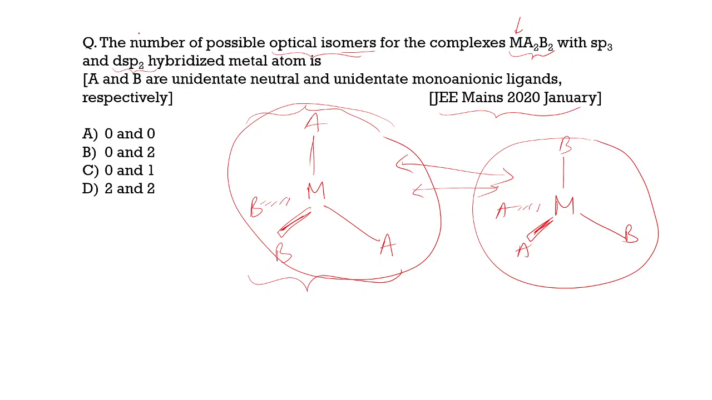And similarly, the second hybridization, dsp2, leads to a square planar geometry. I hope my viewers know about this. So in square planar geometry, even with four different attachments, we can't have optical isomers. So that's why the answer is 0 and 0.